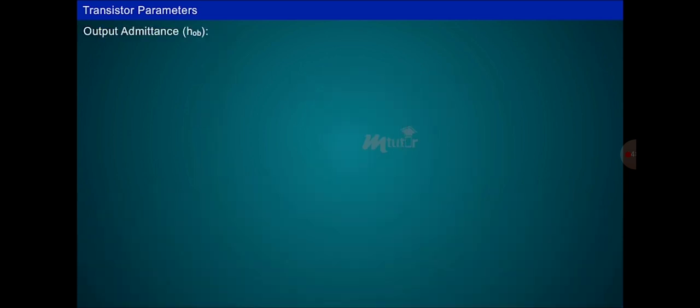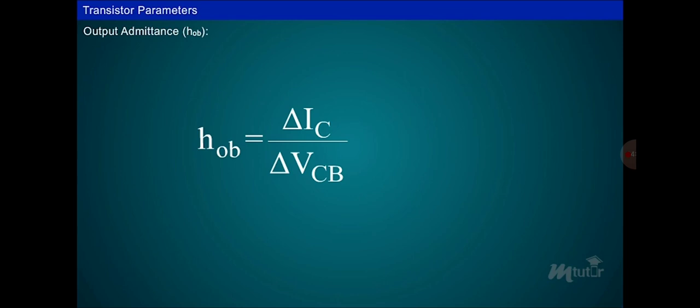Output admittance HOB is the ratio of change in the collector current to the corresponding change in the collector voltage with the emitter current IE kept constant.